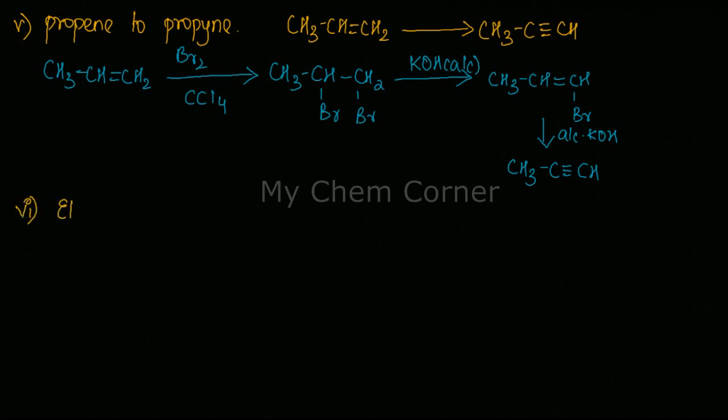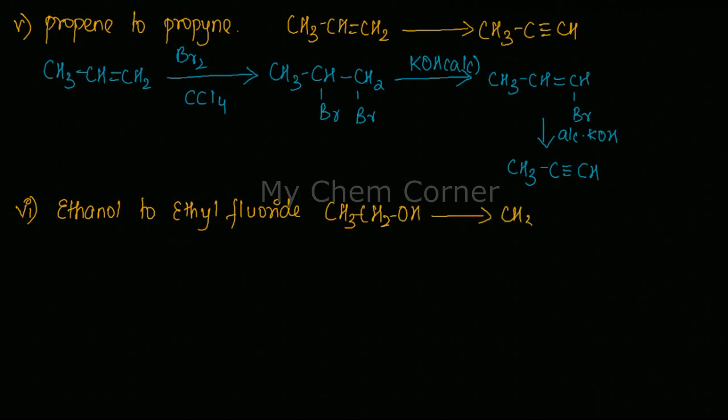Next one is ethanol to ethyl fluoride. Again very simple. We need to show ethanol, which is CH3CH2OH, to CH3CH2F. This preparation we have not learned directly, where you're taking an alcohol and converting it to a fluoride, but instead you can take an alcohol and convert it to a chloro group. Chloro group to fluorine group is going to be a Swarts reaction. That's easier for us to do. Alright, so let's do that.